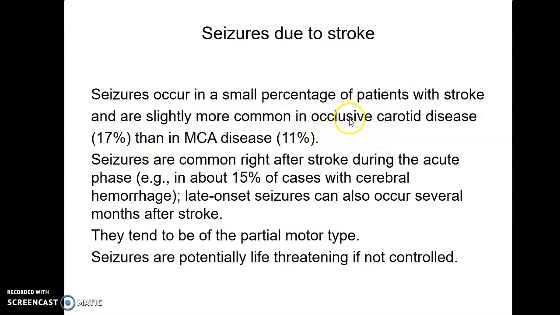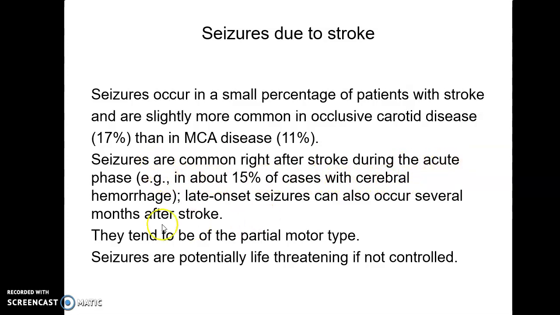What is occlusion? That is not hemorrhagic. This is due to ischemia, maybe due to thrombus or any kind of embolic condition. And in this itself, we can see more conditions in the MCA. So MCA, middle cerebral artery conditions are 11%, and 17% you're seeing in carotid disease. Seizures are common right after stroke. Right after the stroke happens, that is in the very acute stage, the phase.